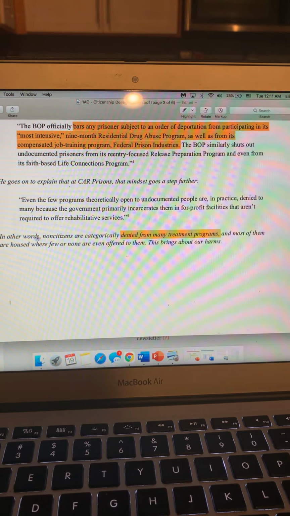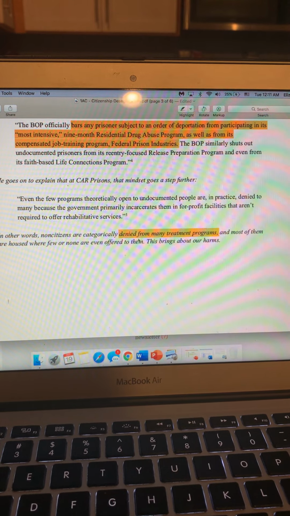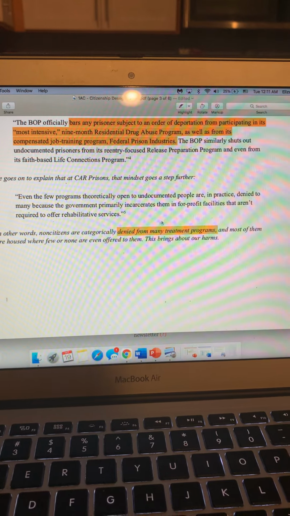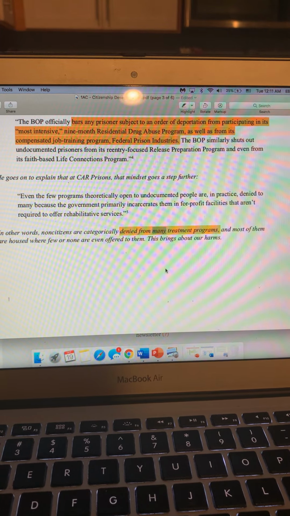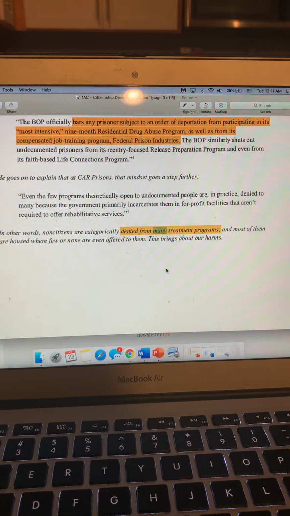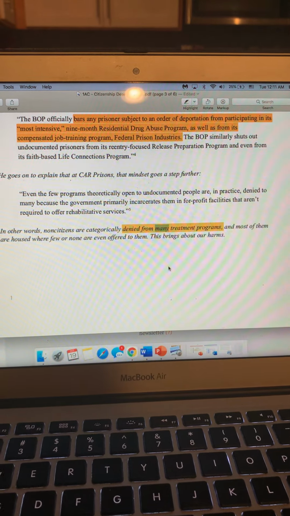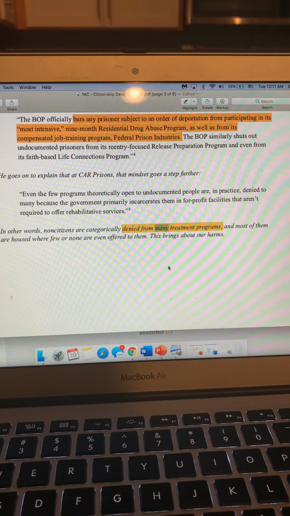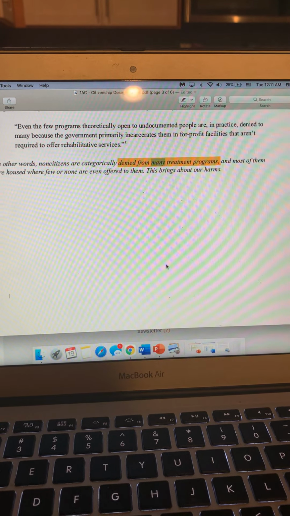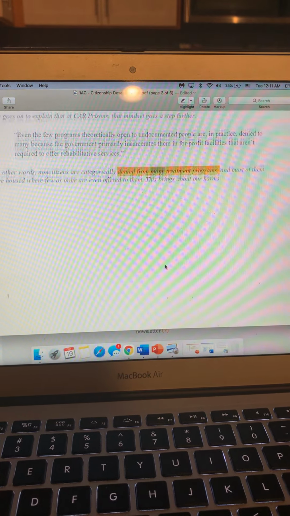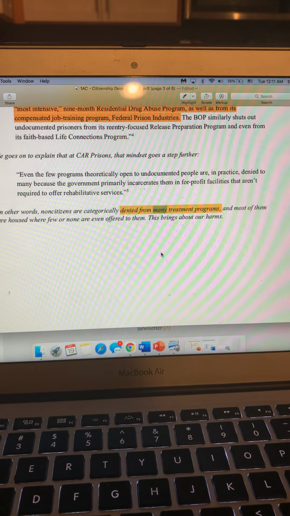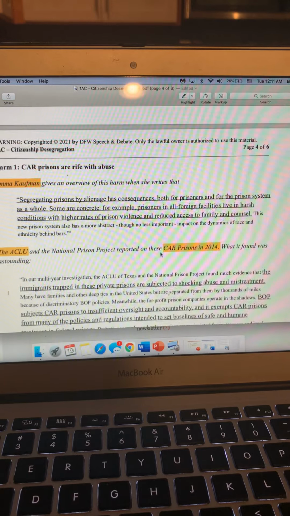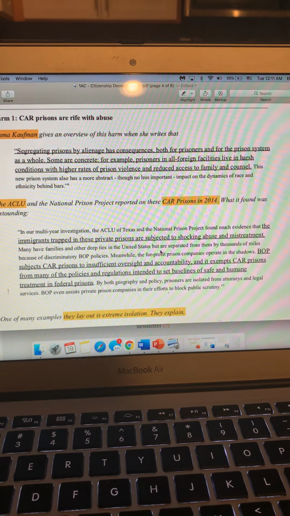It talks here about, in other words, non-citizens are categorically denied from many treatment programs. Notice the word many. Are they denied from all or many? How many? What are the other treatment programs that are available? These would all be questions you might ask in cross-examination to get to the bottom of that. If some treatment programs are offered, then it may not be a significant harm. So just some other things to look at.